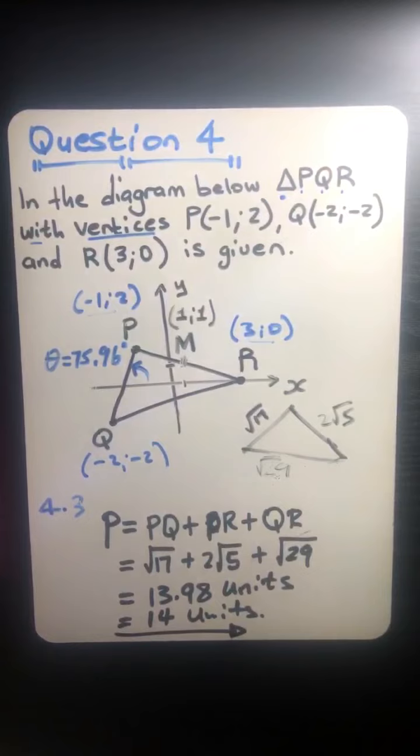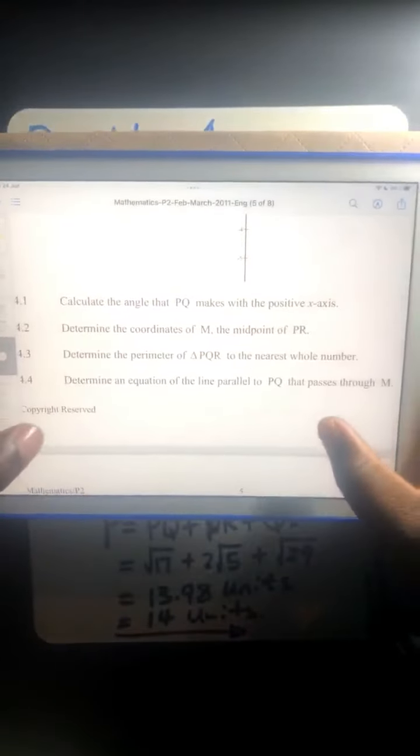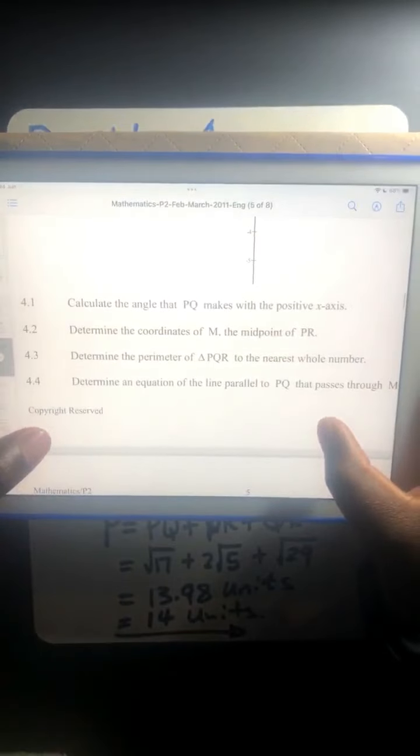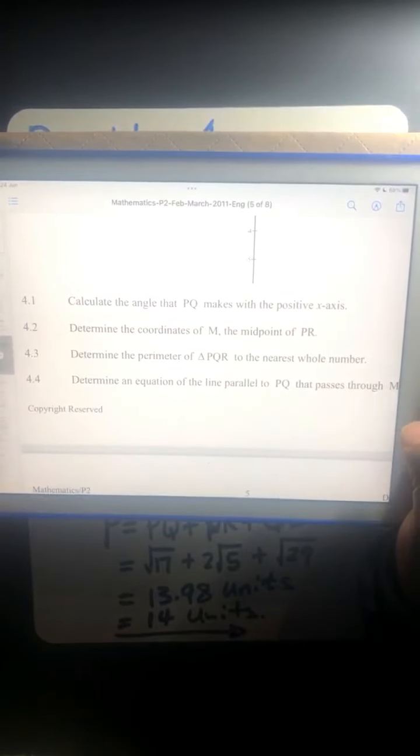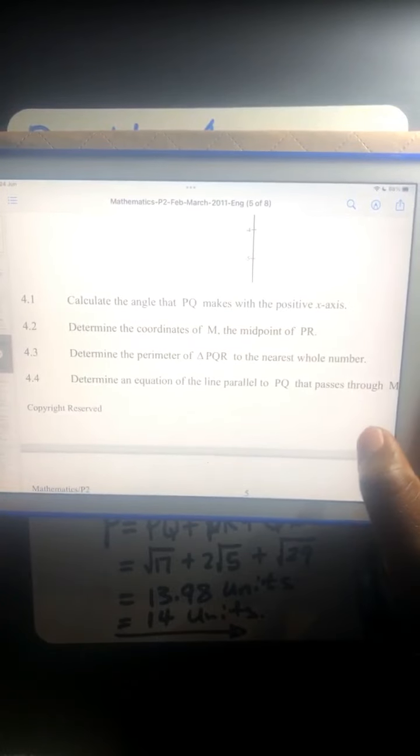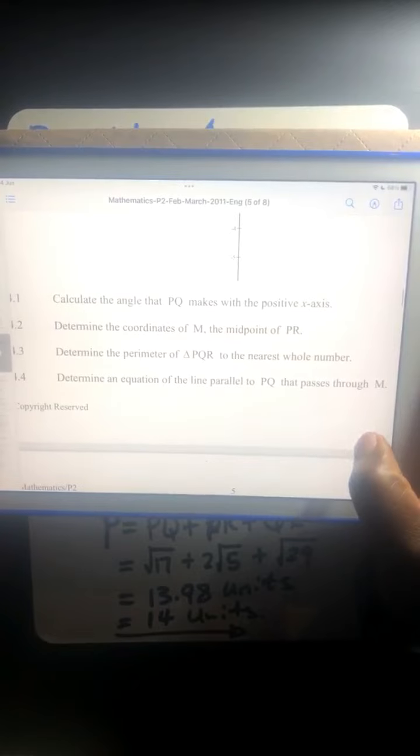The last question says, I'm not sure if you guys will be able to see over there, but it says, determine an equation of the straight line parallel to PQ that passes through M.